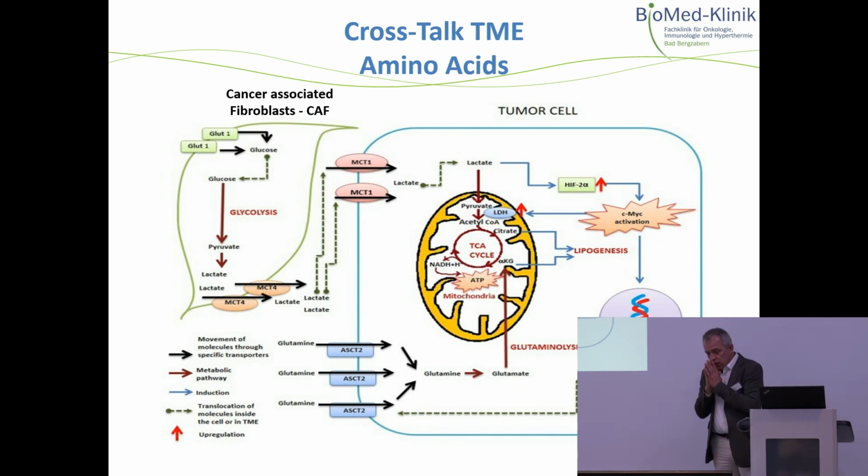What you should have in mind is that cancer-associated fibroblasts surrounding the tumor support the tumor with fuel, with amino acids, with lactate, with glutamine. So the tumor is just working with them instead of getting rid of them. So it's a close relationship between the desmoplasia, the tumor surrounding, and the tumor cell itself.